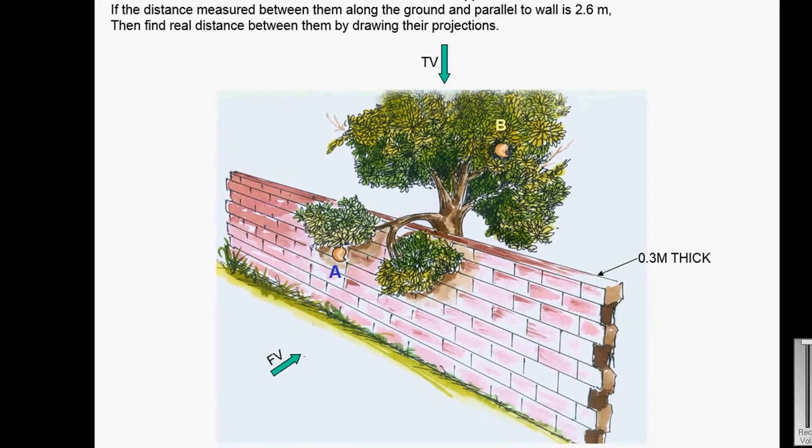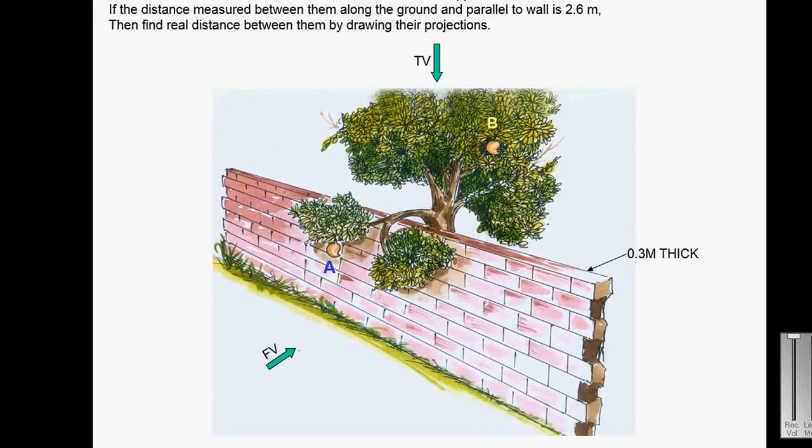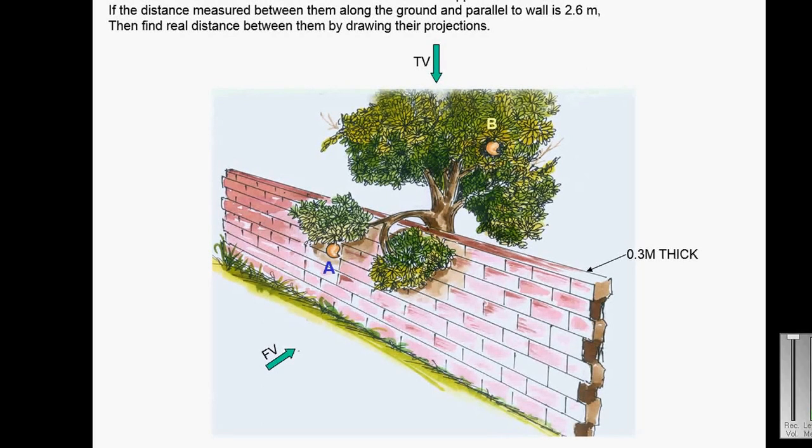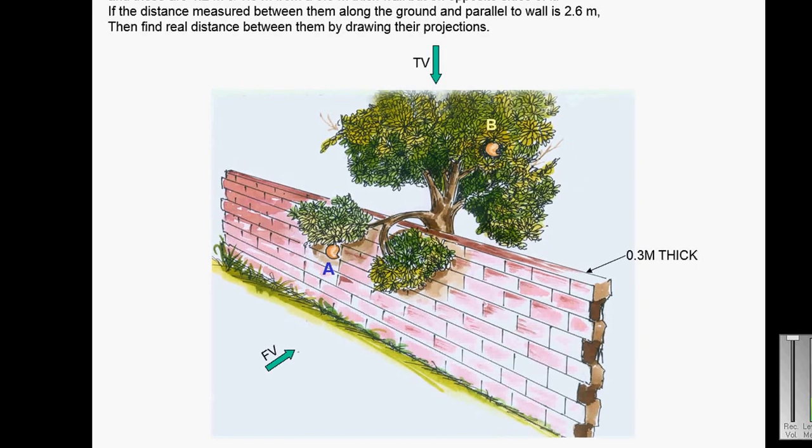And the second question is two mangoes on a tree. So mango A and mango B are 1.5 meter and 3 meter above the ground respectively, and those are 1.2 meter and 1.5 meter from a 0.3 meter thick wall but on opposite sides of it. If the distance measured between them along the ground and parallel to the wall is 2.6 meter, find the real distance between them by drawing their projections.